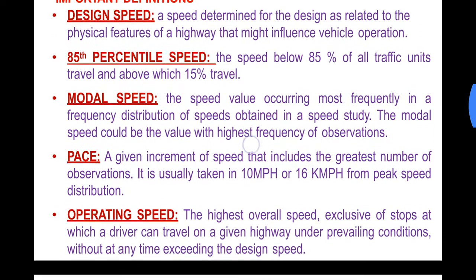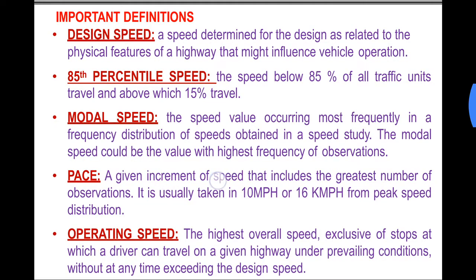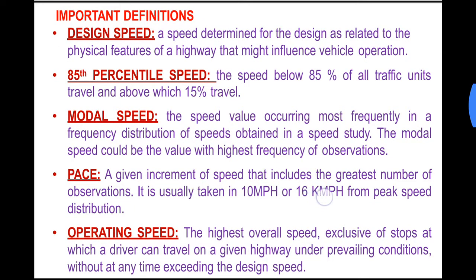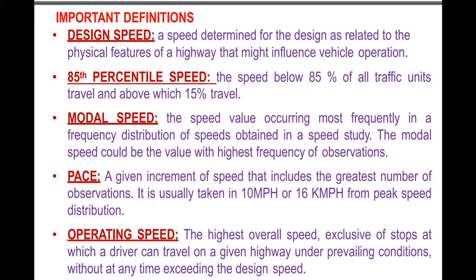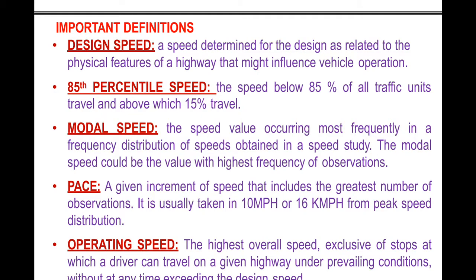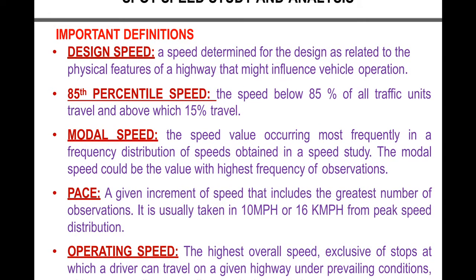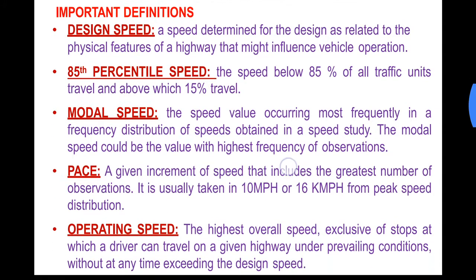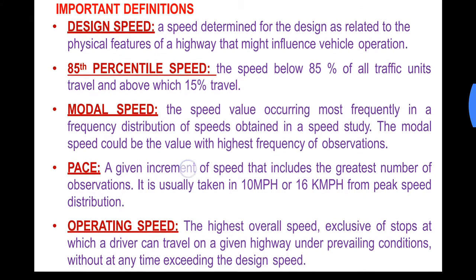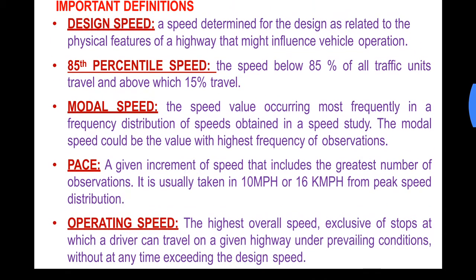Okay, next is pace. A given increment of speed that includes the greatest number of observations. It is usually taken as 10 mph or 16 kmph for peak speed distribution. Okay, so it is an increment in speed which includes the greatest number of observations. So that particular slot which has the greatest frequency of speed range. Okay, this also we'll have a look at when we go through the frequency distribution graphs.